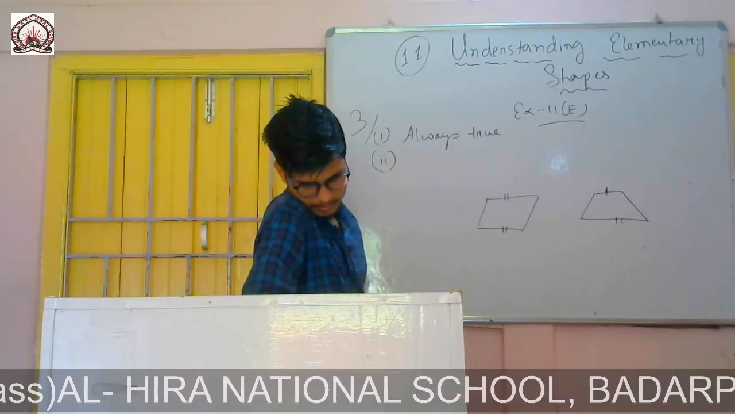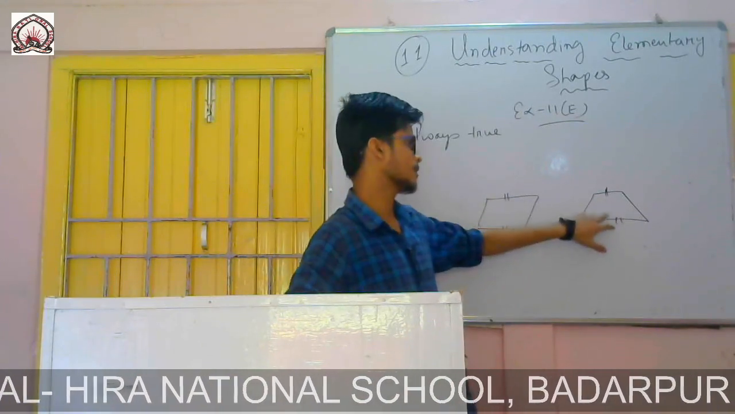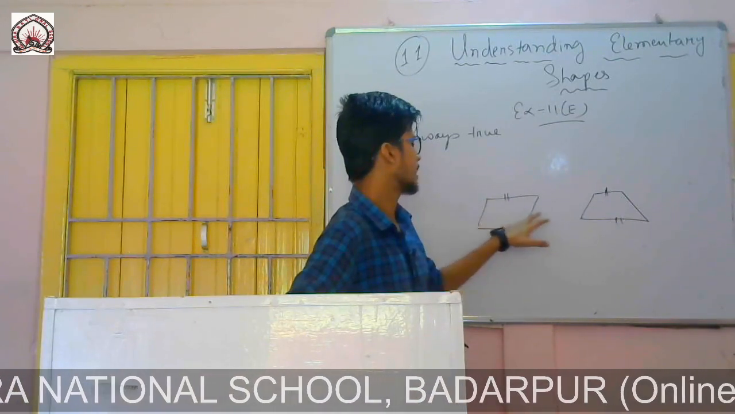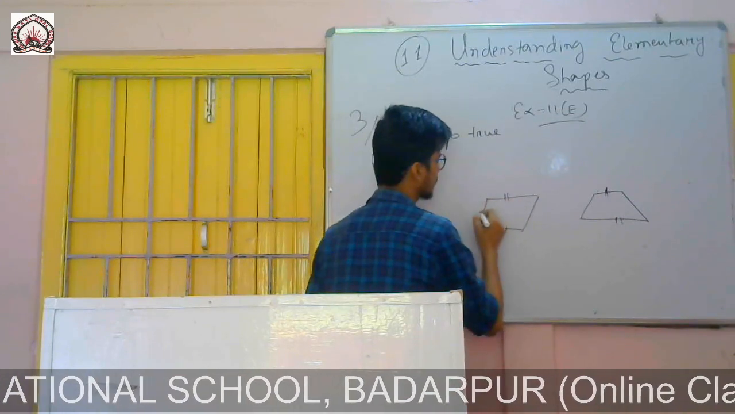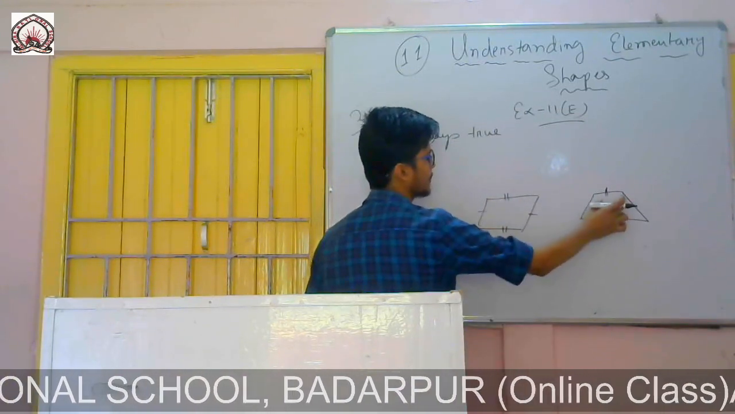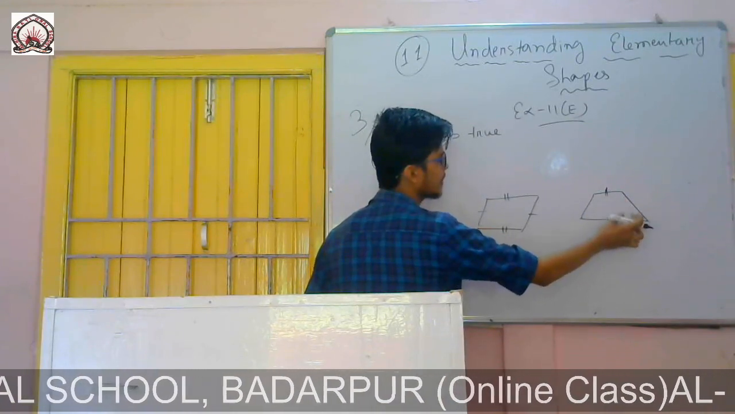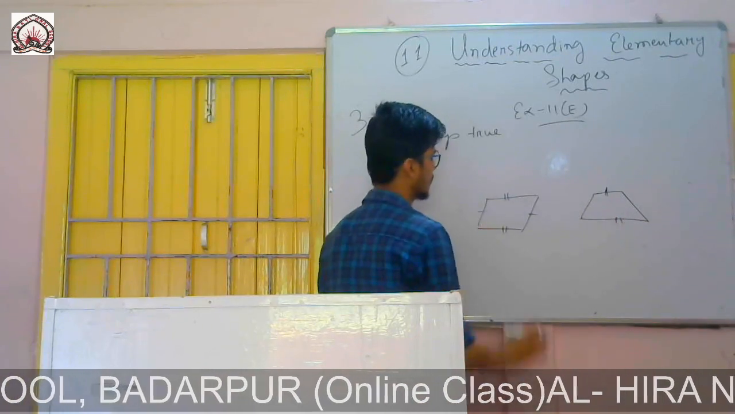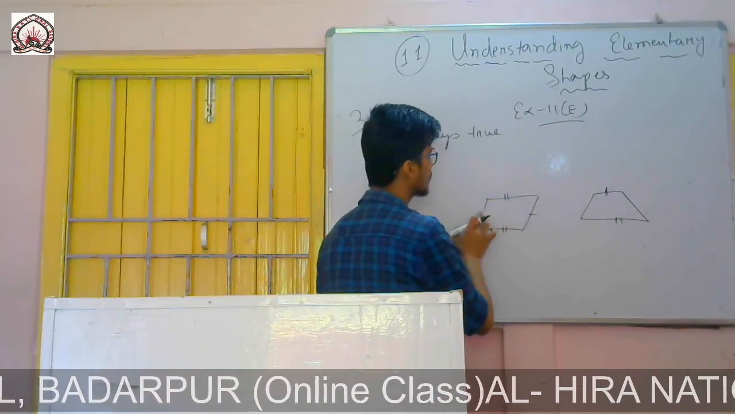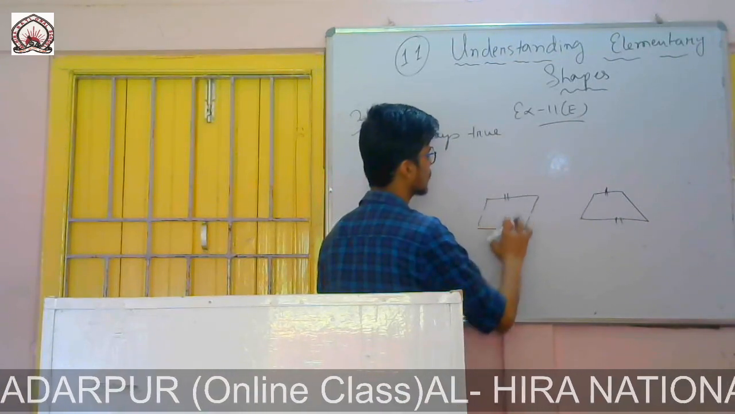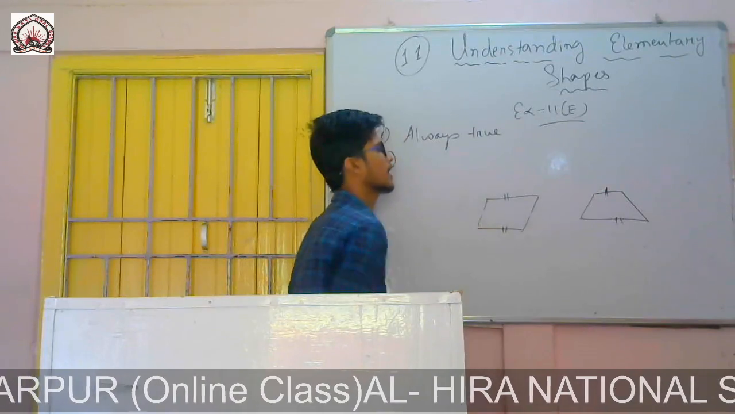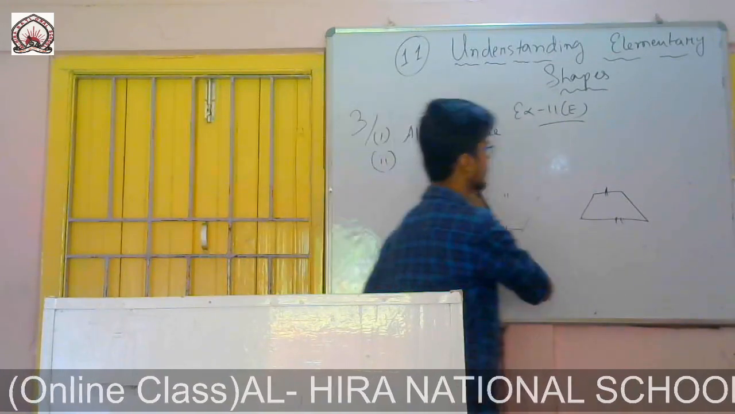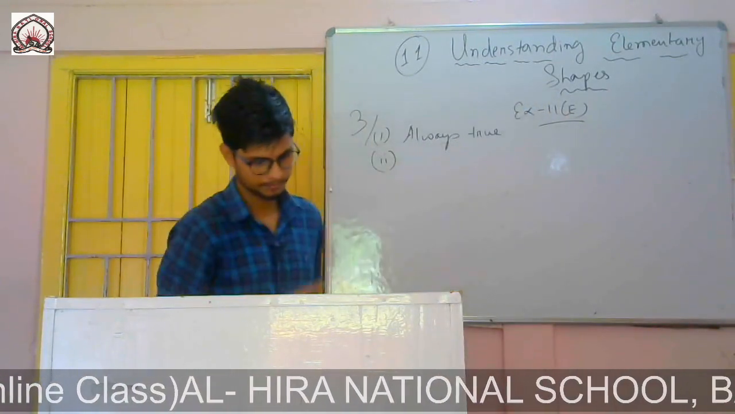A parallelogram is a trapezium. To be a trapezium only two sides should be parallel to one another. But in case of parallelogram, these two sides are also parallel, and this side is also parallel. So the basic criteria to be a trapezium is that two opposite sides should be parallel, only one pair of parallel sides. So in parallelogram also, if we leave these two sides, then yes, they are also one pair. It fulfills the basic criteria. So we can say it is sometimes true.